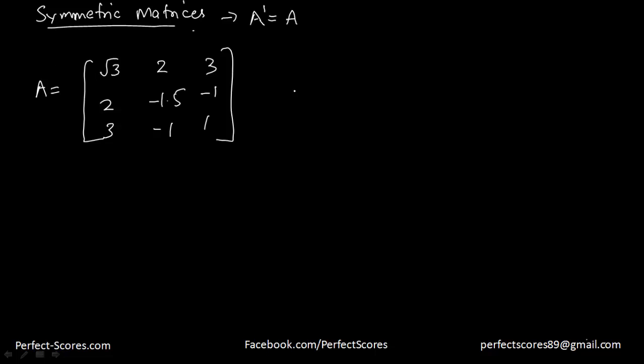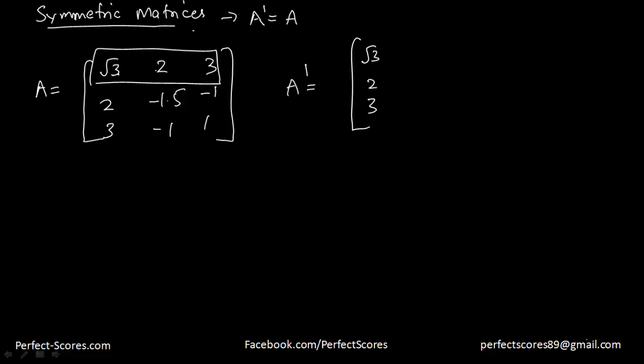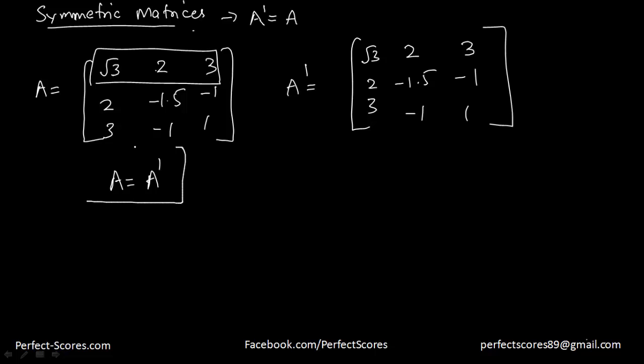So if I say this is matrix A, what is the transpose of this matrix? That is going to be root 3, 2 and 3. This column will become this row, this row will become this column, and so on. So since the matrix A is equal to the transpose of its matrix, this matrix is a symmetric matrix. So matrix A is actually a symmetric matrix, right?